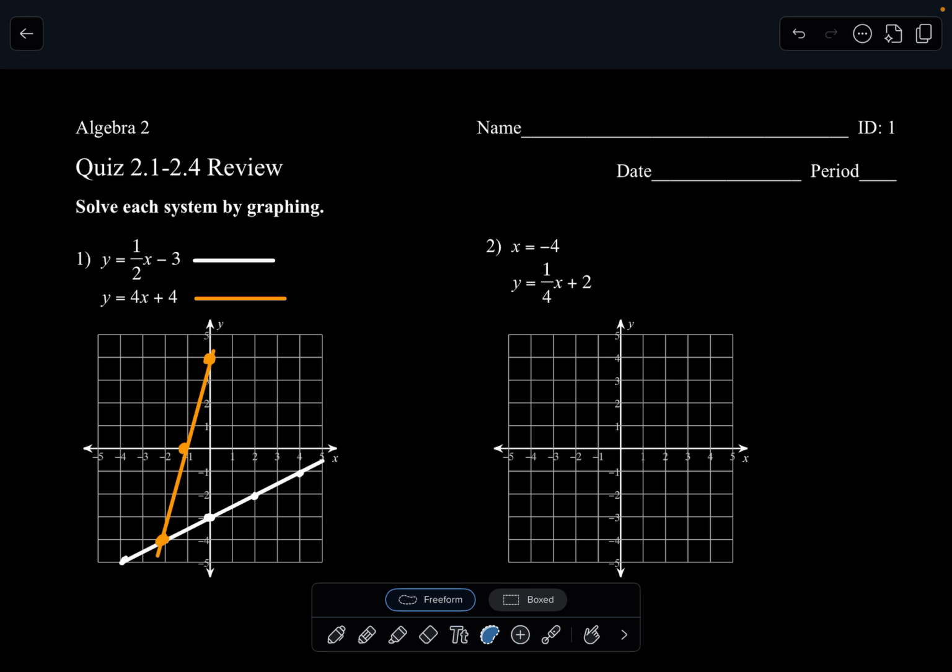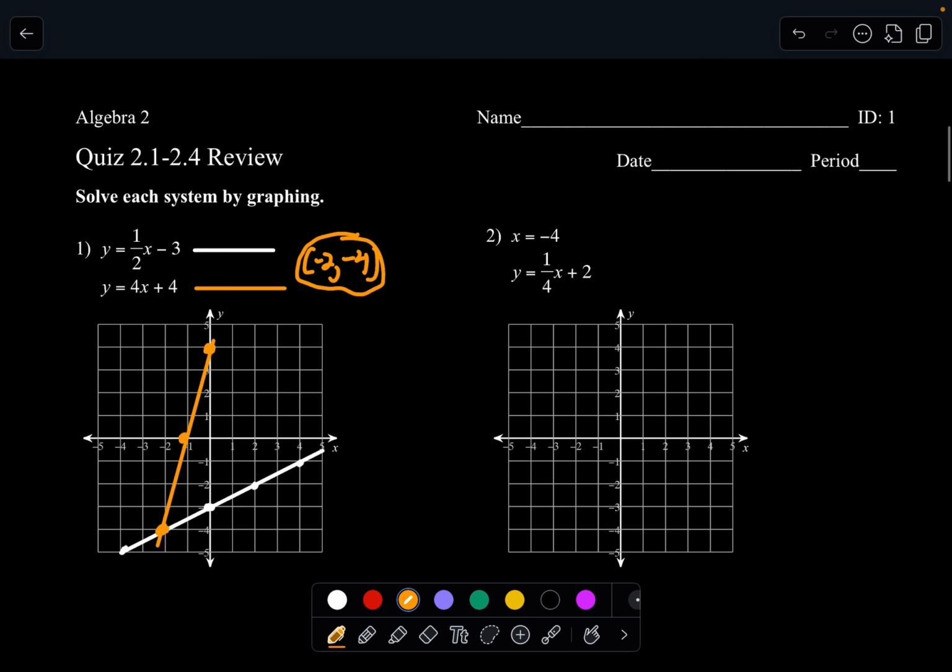Okay, so as you can see, they cross at -2, -4. And we write that as an ordered pair, and that's the answer for number 1. Number 2, x equals -4 is fairly straightforward. That'll be a green line. That equation only has x in it, so it can only cross the x-axis.